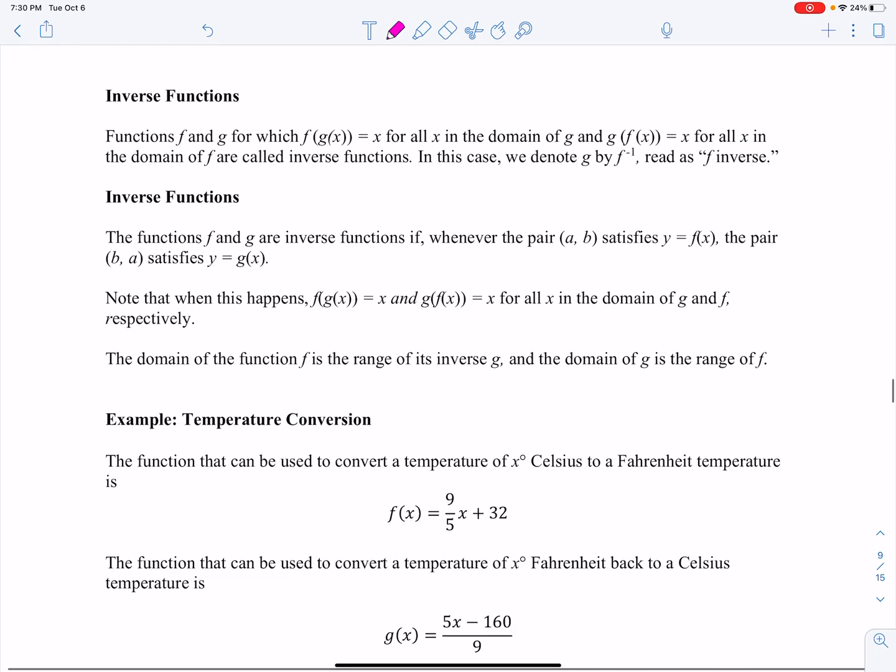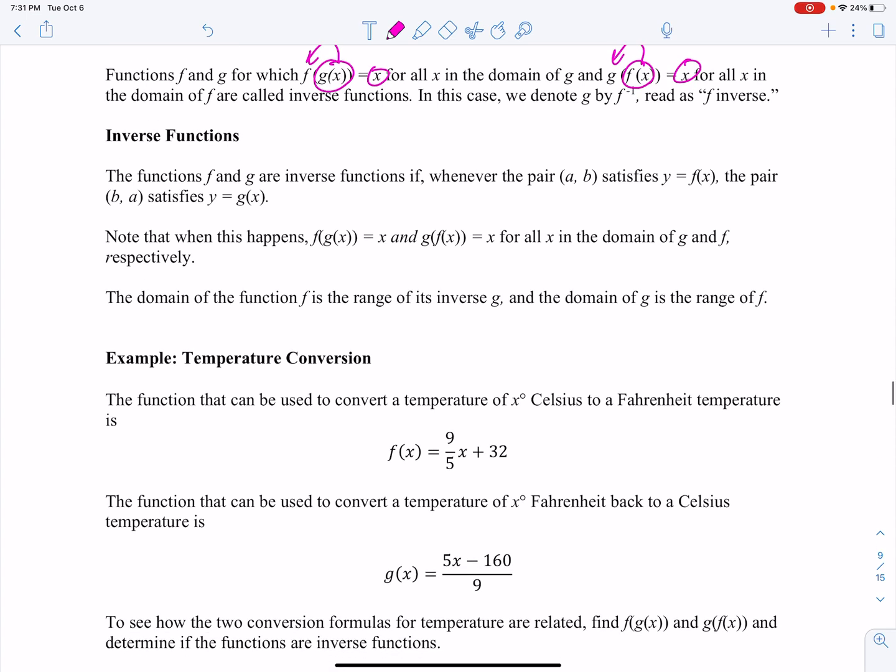All right, so then we have inverse functions. So functions f and g, for which f of g of x equals x. In other words, if we take the g function, plug it into f, simplify, and we get a plain old x. And if we do the opposite, if we take the f function and plug it into the g function and get a plain x, if both of those are true, then we say these two functions are inverses of each other. Okay?